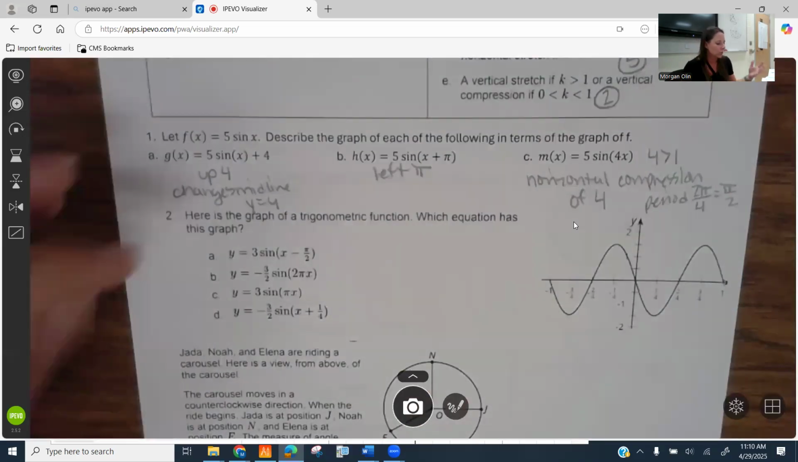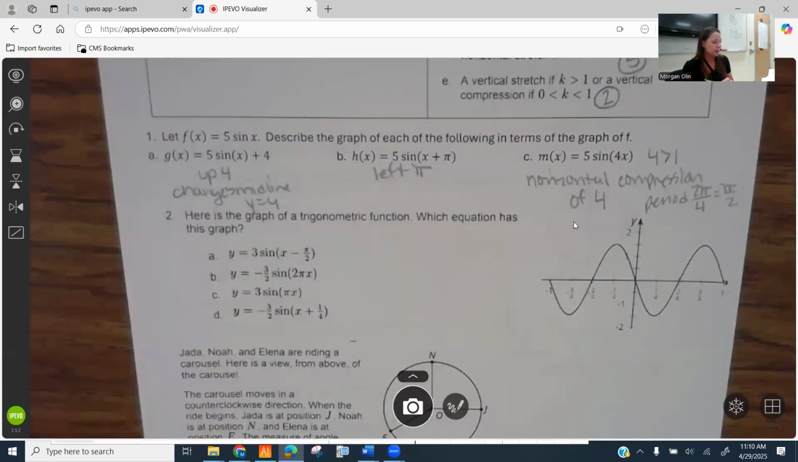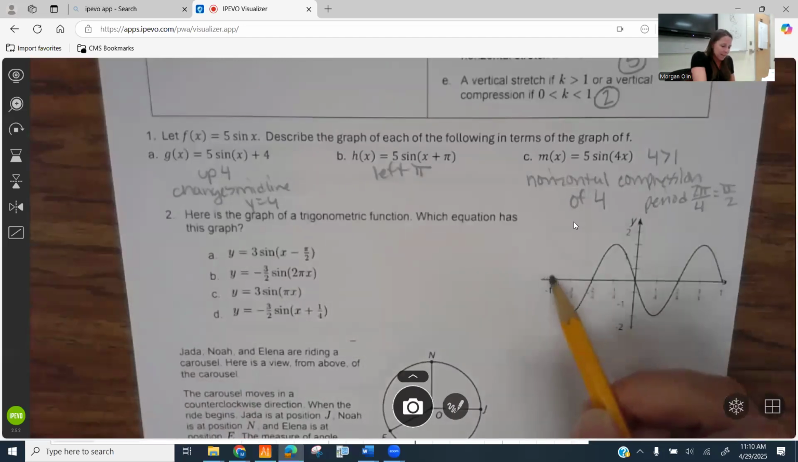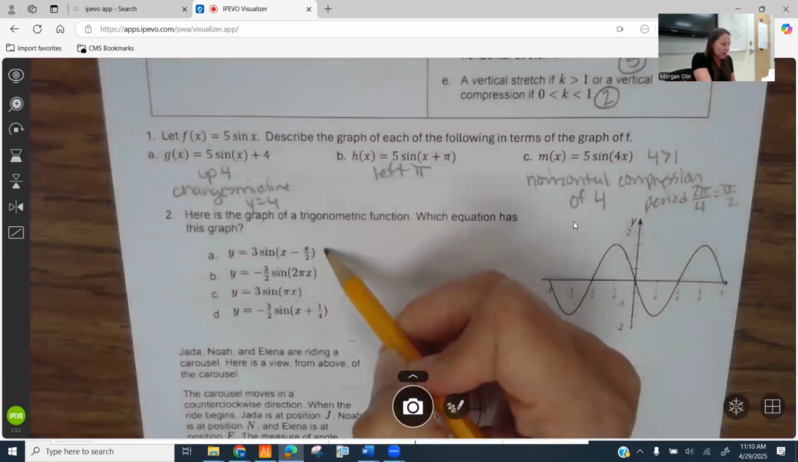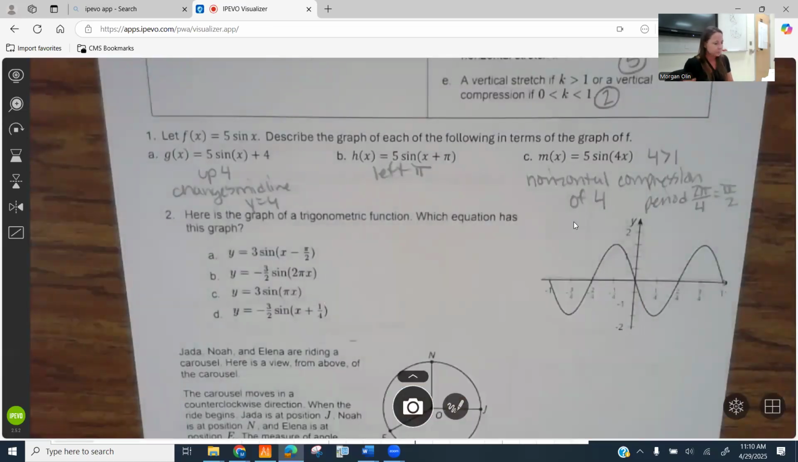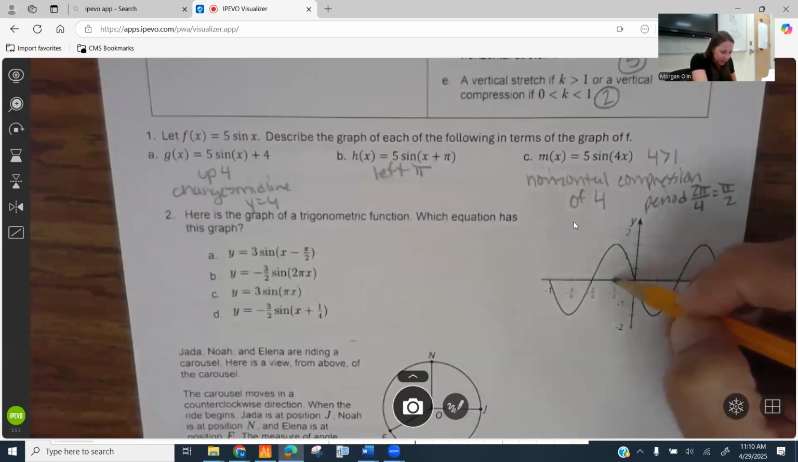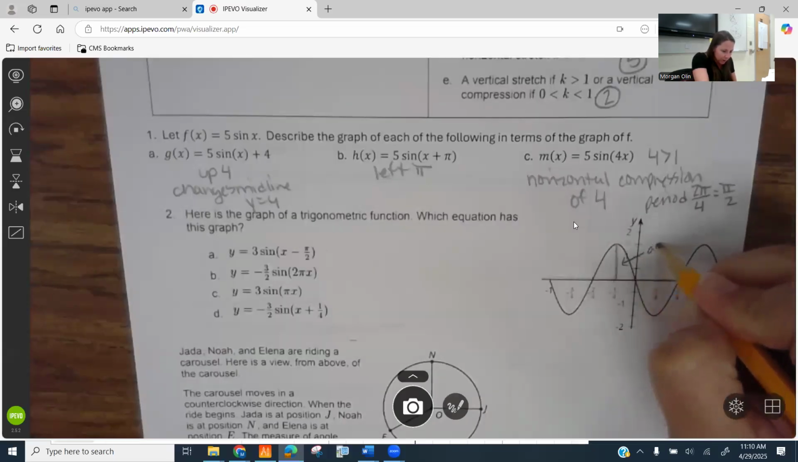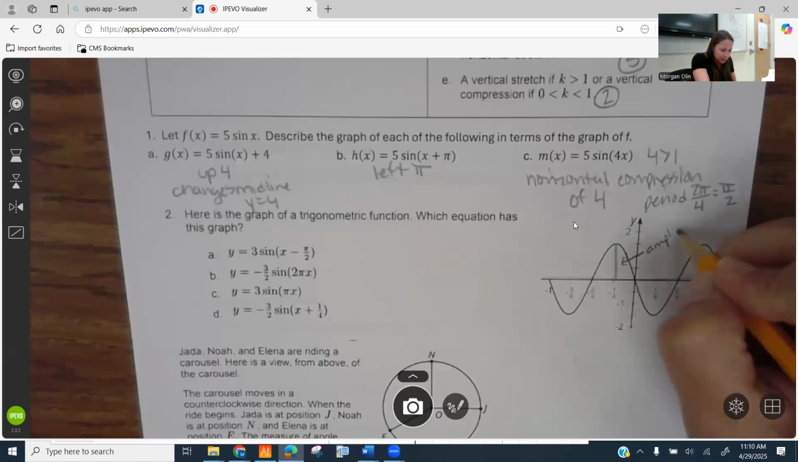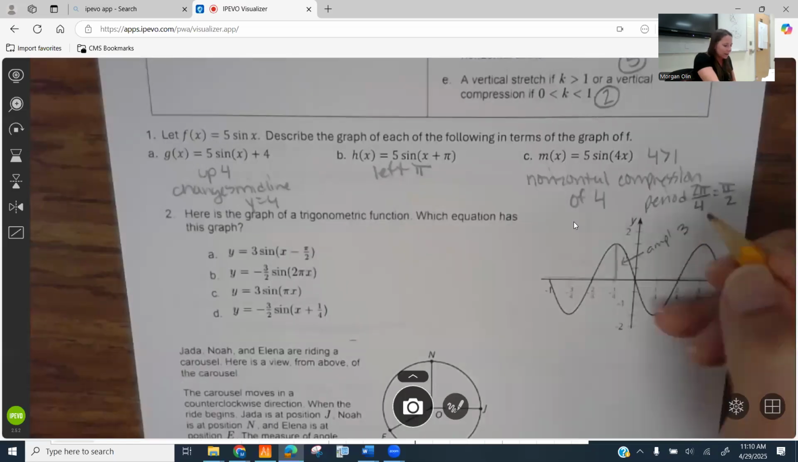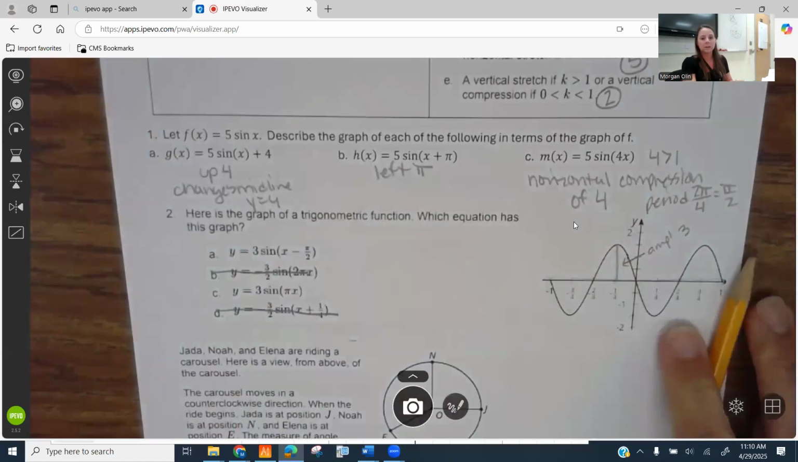All right, number 2, multiple choice. Here's the graph of a trigonometric function. Which equation has this graph? Now, you can sit here and actually graph these, but let's look at this for a second. My midline right here is 0. Well, none of them have anything added out there. The other thing is the amplitude. This is the amplitude right here. Amplitude is 3, so I can knock out anything that is not 3.